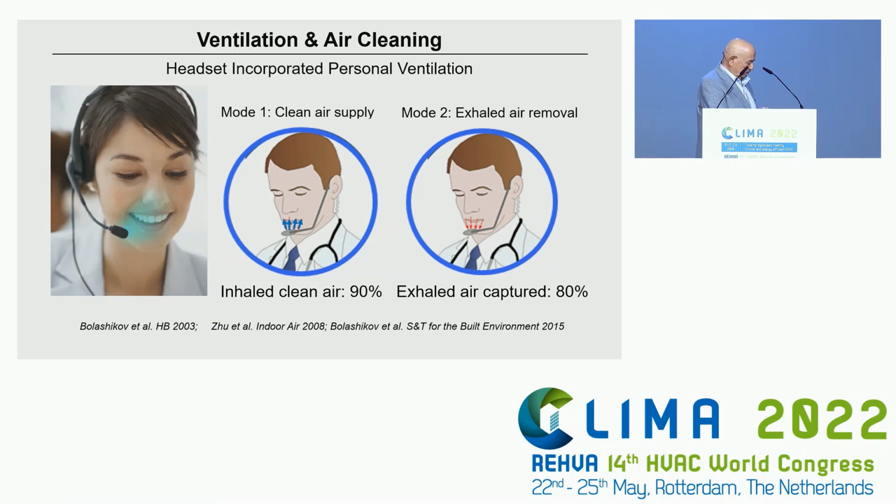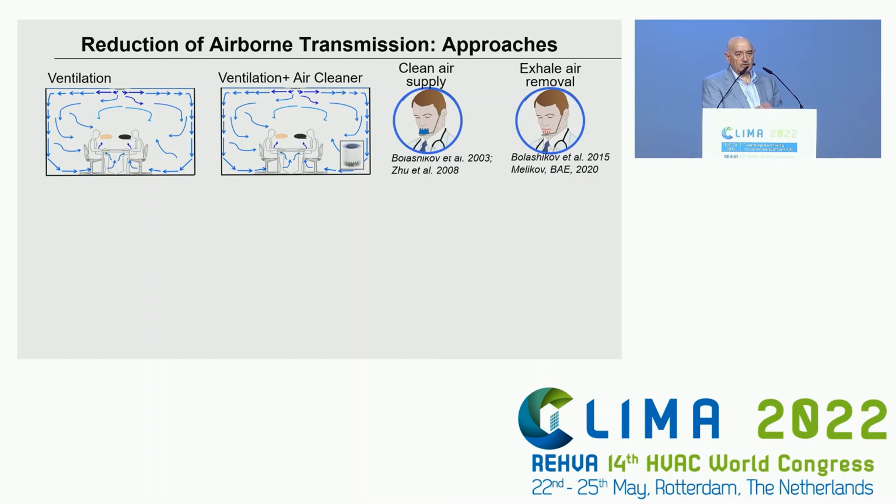And the second mode of performing of this device is as it is shown here. It evacuates the exhaled air directly at the location of the mouth and nose before it is mixed with the surroundings. And our result shows that we may come up to 80% of the exhaled air to be evacuated. It is clear that in this case, maybe we should consider another background ventilation, not so much to increase the ventilation rate. I will show you now a comparison of different methods we use today and may use in the future.